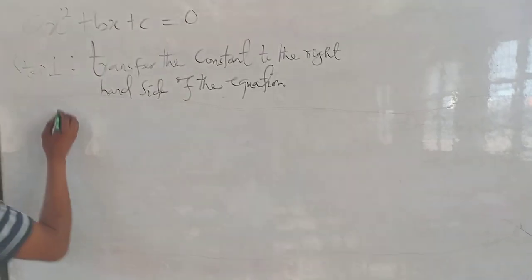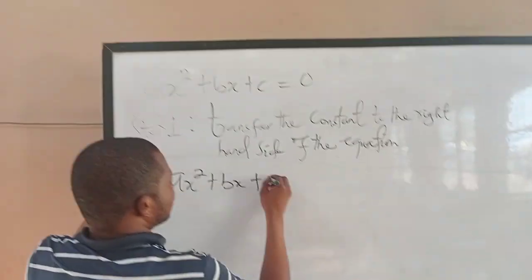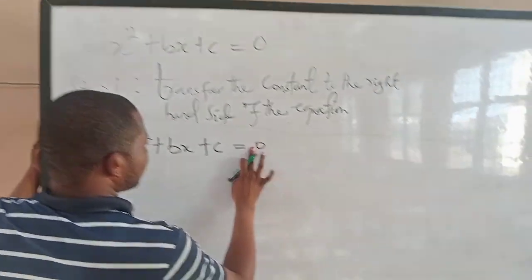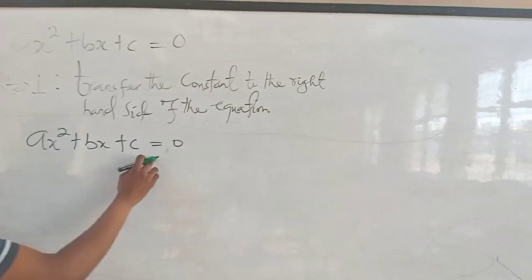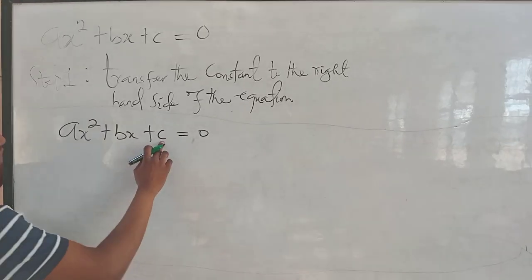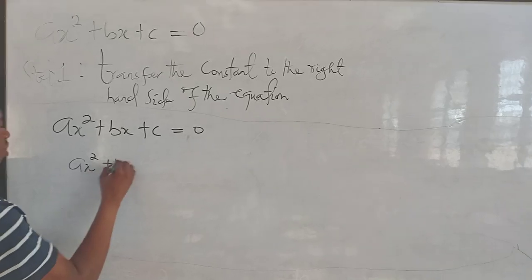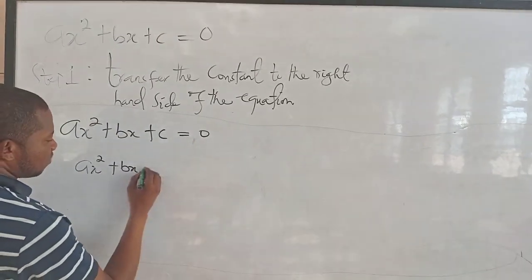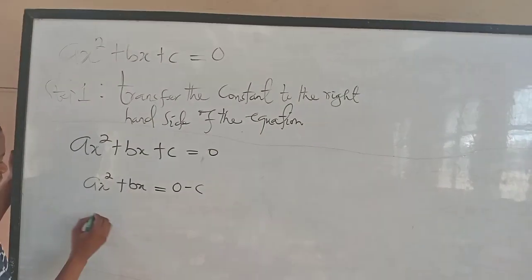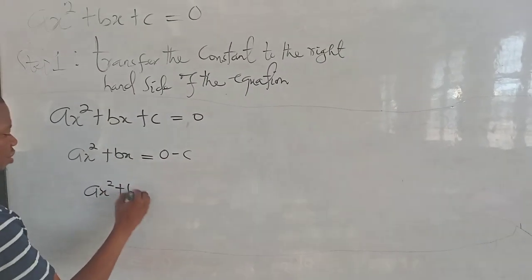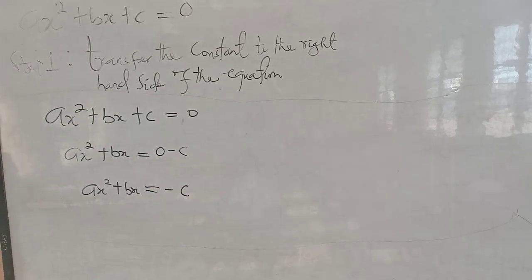Now I have ax squared plus bx plus c is equal to 0. This is my constant. Step one says we should transfer the constant to the right hand side of the equation, meaning that we are moving this into the right hand side. So I'm going to have ax squared plus bx is equal to 0, and this one crossing over becomes minus c. So ax squared plus bx is equal to 0 minus c, which gives minus c.